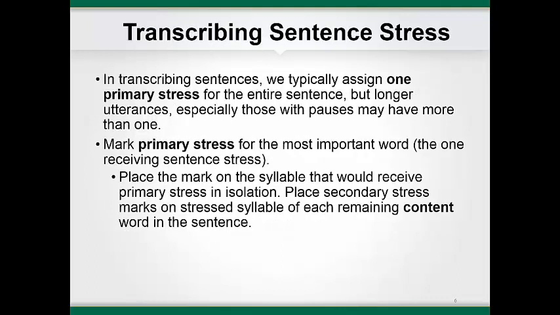When we transcribe sentence stress in a sentence or phrase, we assign primary stress to one word. We mark primary stress using a small vertical line above and to the left, like for the primary word stress, on the syllable of the word that would normally receive primary stress in the citation form. Secondary stress marks are placed on the stressed syllable of each remaining content word in the sentence. The function words in the sentence will typically have reduced vowels and will therefore be unstressed and should receive no mark, unless contrastive stress occurs.